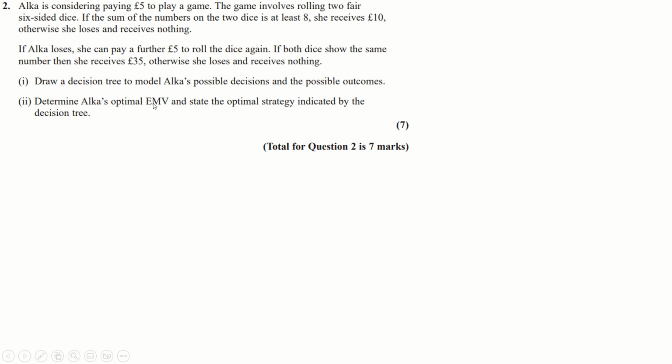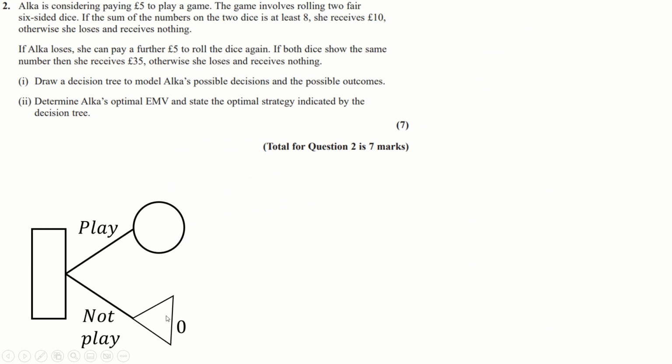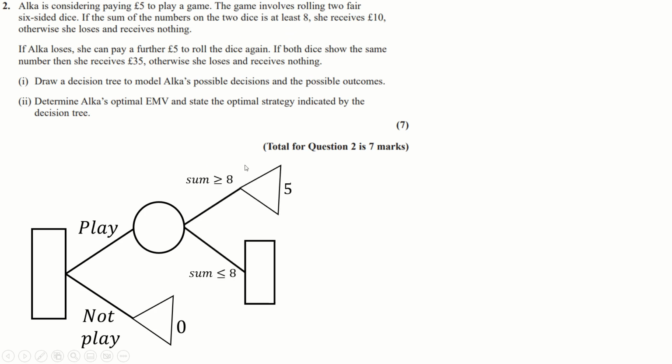Decision tree then starts with a rectangle and then goes to a triangle if it's the end, a circle if there's some kind of probability aspect to it. So if you don't play, you just don't get anything. So that's fine. If you play, something can happen here. You can either get an 8 or more and you get £10, or you get less than an 8. This should be less than, not less than or equal to. Apologies. That should be a less than sign. In which case something else happens.